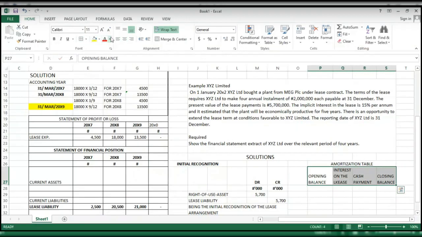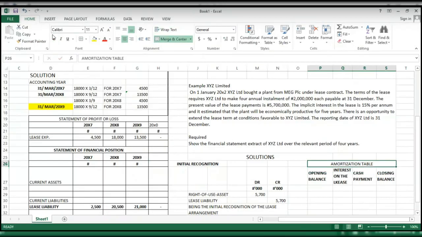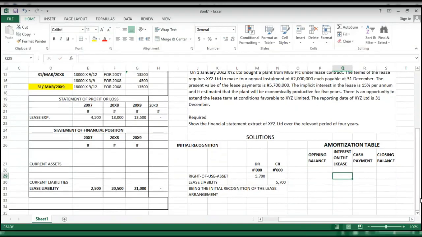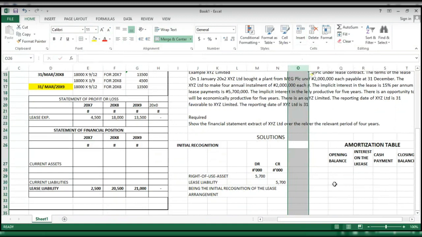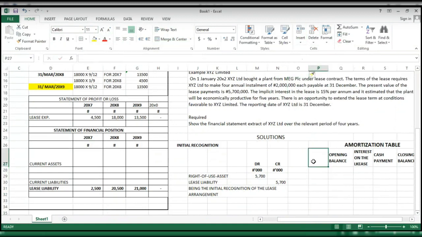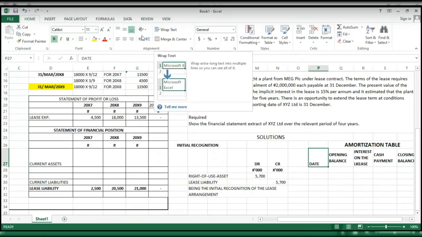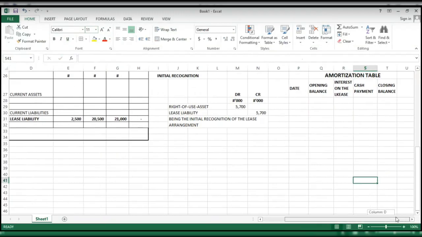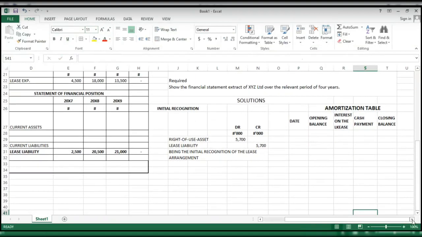That's how we do an amortization table. You'll be doing a lot of it under this standard. By tomorrow, you will see it. And when we get to IFRS 16, you'll know exactly what we call an amortization table and how it is being used. So let me have a column put here for dates, because we need to have dates.